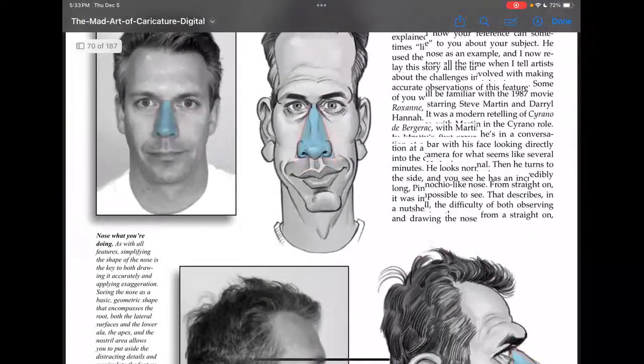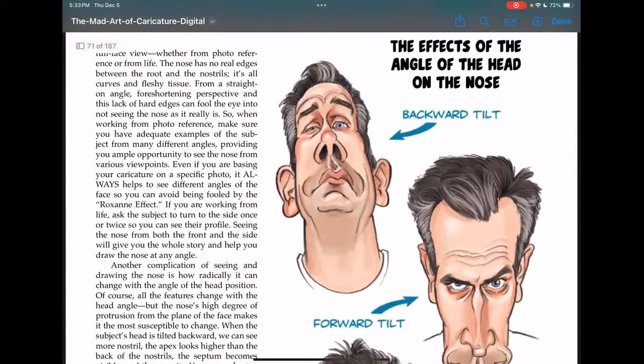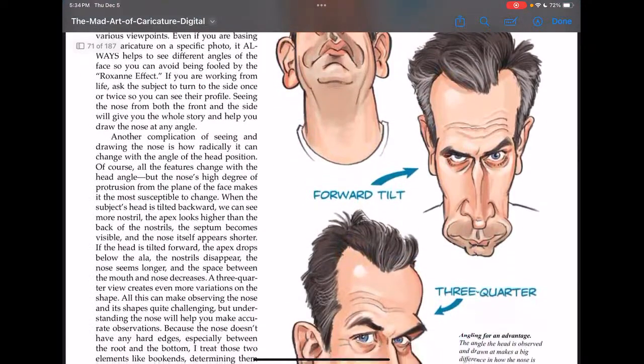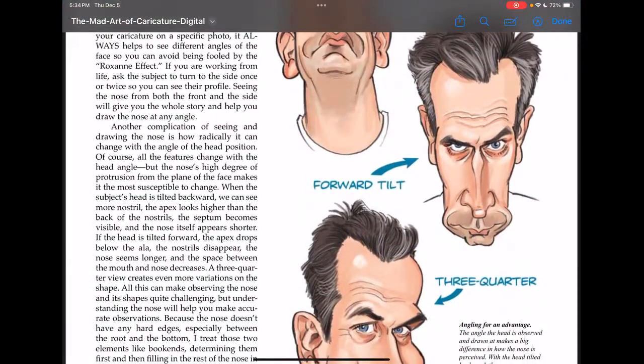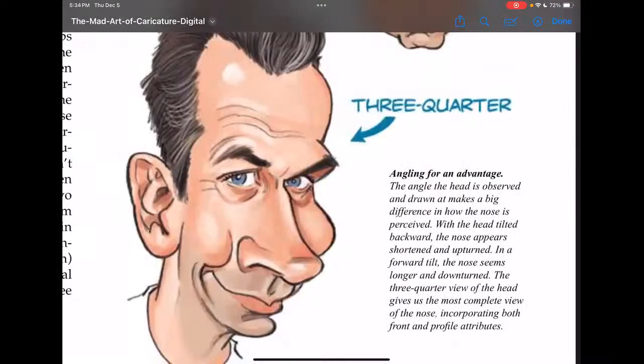Oh, I skipped this here. That's all right. I'm going to keep going. The effects of the angle of the head on the nose. So he talks about the backward tilt, where you can see all of the nostril, and you see the apex. Then you got the forward tilt, where you cannot see the nostril. And then you got the 3/4 for an advantage.